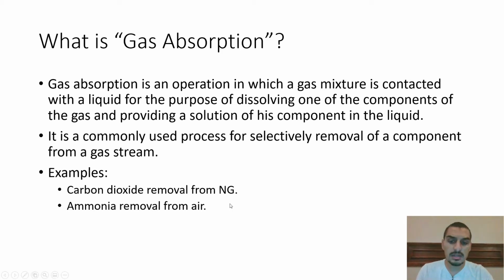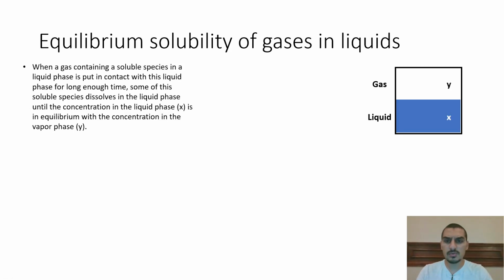The other is something environmental. So if you have a gas or air that you want to release to the environment, and it has a component that is a pollutant, you have to make sure that the concentration of this pollutant does not exceed the regulations. And one method that you can use to purify this air is absorption, like the absorption of ammonia from air. So there are many other applications of absorption.